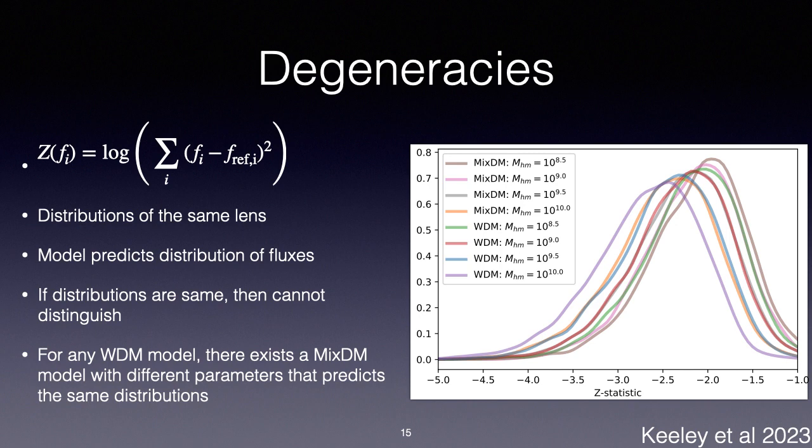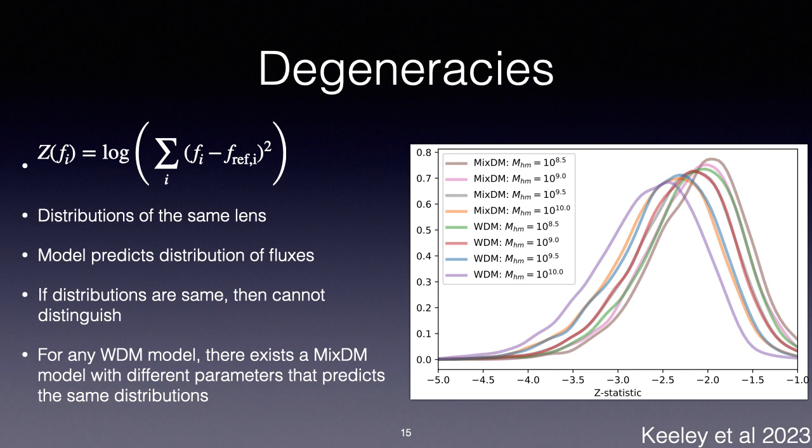Plotted in the figure here are the distributions of the predicted simulated Z-statistic for various warm dark matter and mixed dark matter models of various half-mode masses. I'd bring your attention in particular to the orange and blue curves here. The fact that these distributions are almost identical for these values of the half-mode mass for the two models would indicate that the two models are indistinguishable. So this can be interpreted as the mass function being similar in halo mass ranges that contribute to most of these observables. However, this result is for one particular lens configuration.